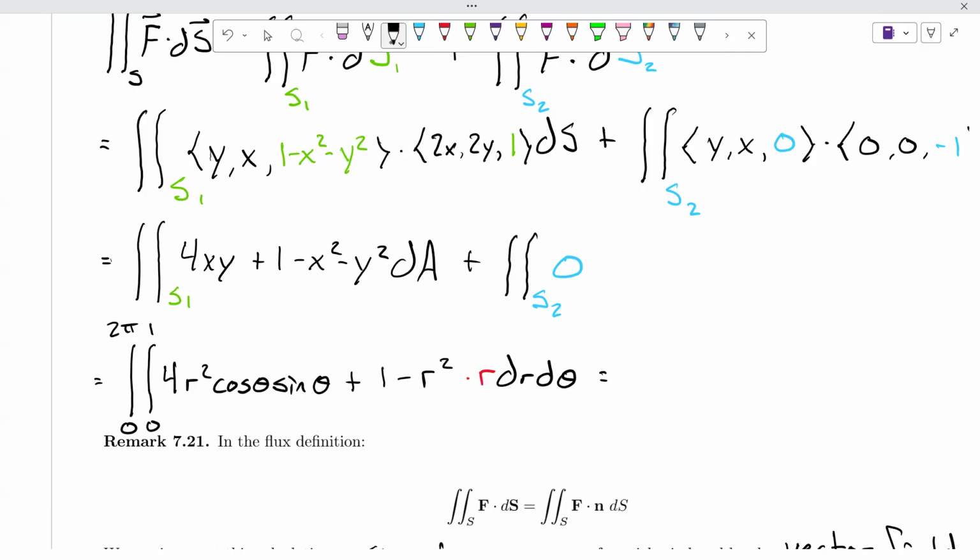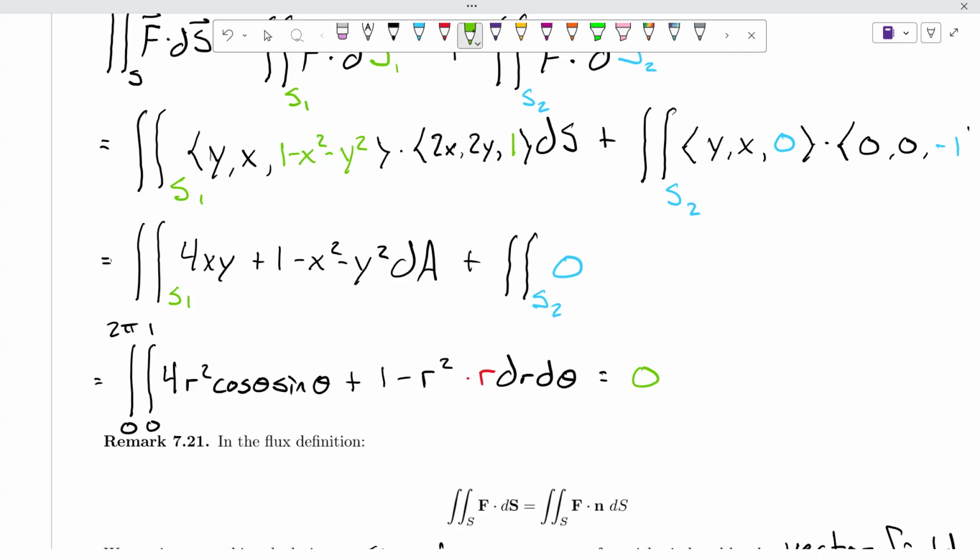And we're going to lightning round integrate that thing. Cosine theta sine theta, that's a symmetric function. Sine times cosine is positive in two quadrants and negative in the other two quadrants. So that thing integrates to 0. Don't need to worry about the rest of it.